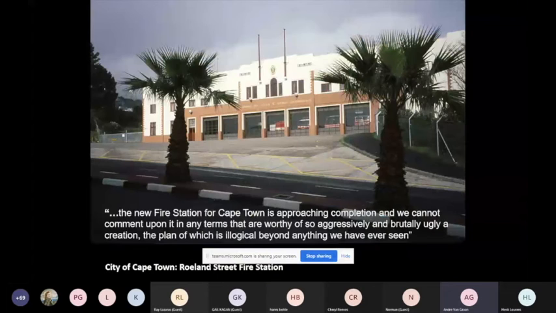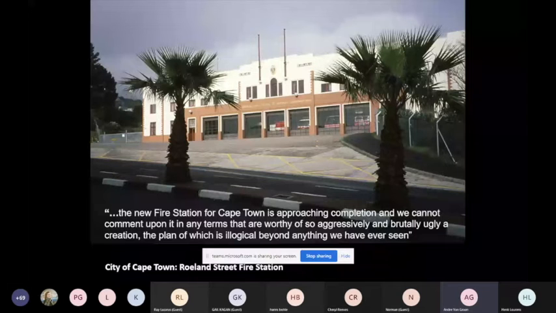And then, of course, it also went into other buildings. So we had public buildings. But again, the architect, builder, and engineer was horrified by the new fire station in Roland Street. So you can see the comment that they made. They thought it was aggressive and brutally ugly. They thought it was illogical. The irony about the illogicality is that it's still in current use today, unlike many others.